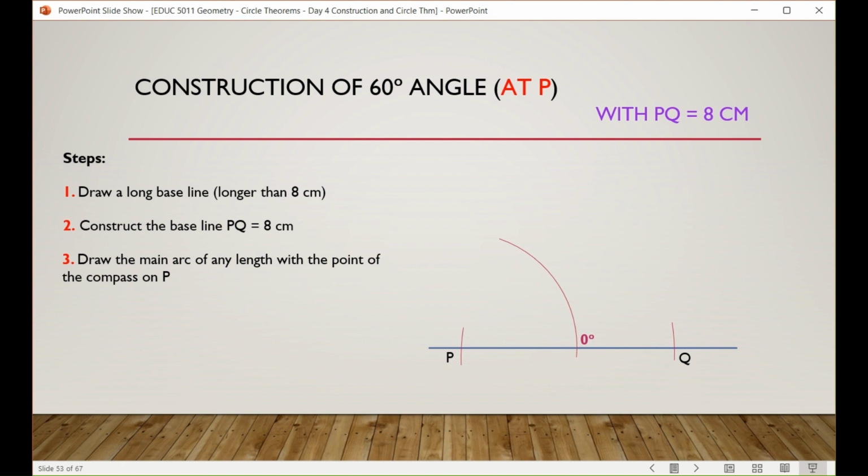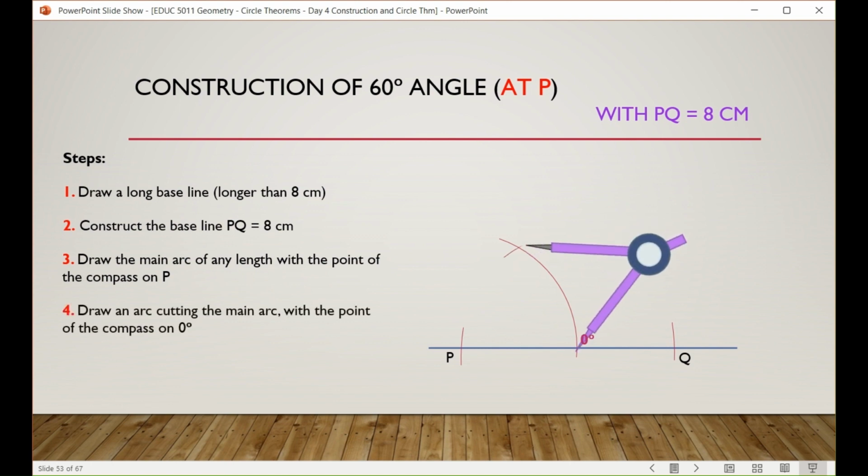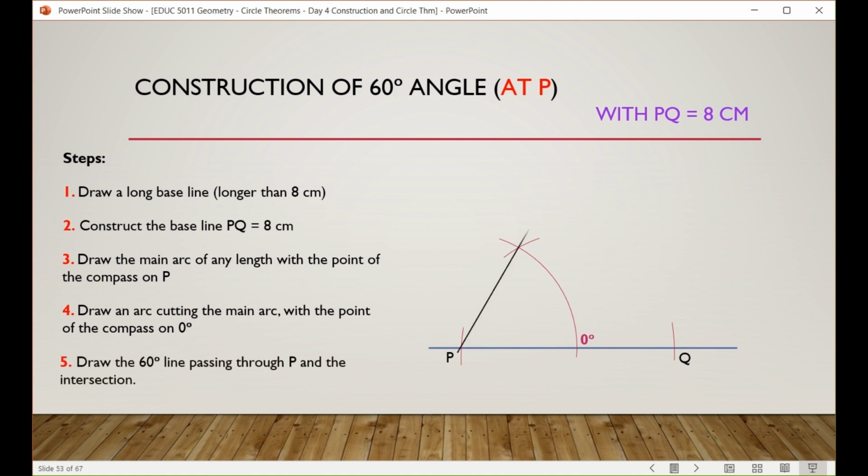So now, just as what we did previously, we can take up our compass, move the metal point to the point where it is at a petal, which in this case is 0 degrees, and from there, scribe an arc, and that would give us our second petal, which was 60 degrees away. Therefore, we have just drawn an arc, cutting the main arc with the point of the compass on 0 degrees. And now what do we do? We complete it by drawing a line passing through P and the intersection. And that says that we've just constructed a 60-degree angle at P.